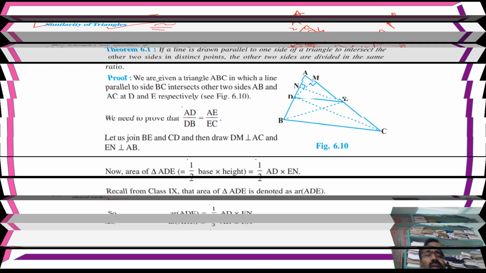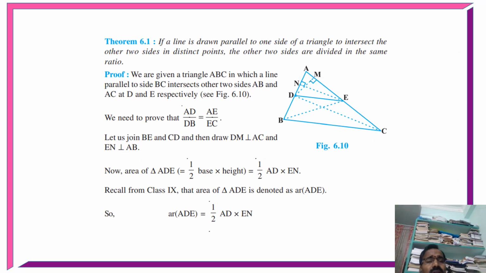Here it is given, this is called Thales theorem, students. This is Thales theorem as well as basic proportionality theorem. Thales theorem is defined based on similar triangles only. Thales is a Greek mathematician who worked more on similar triangles. Another name of Thales theorem is BPT, basic proportionality theorem.